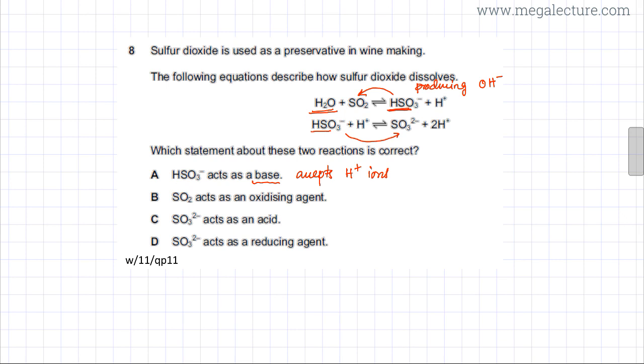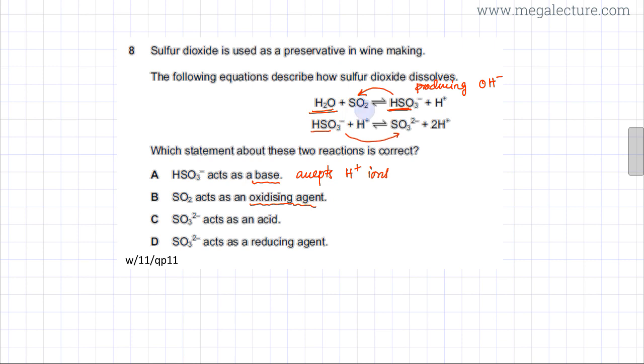So in this second reaction, HSO3 minus ion is acting as an acid. So the question was which statement of these two reactions is correct. So HSO3 minus ion acts as a base is correct for one reaction, but not for the other reaction. Let's look at the second statement. SO2 acts as an oxidizing agent. For it to act as an oxidizing agent, it needs to be reduced.